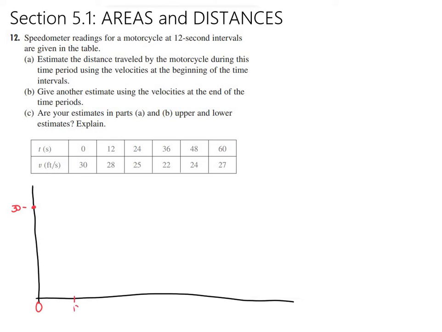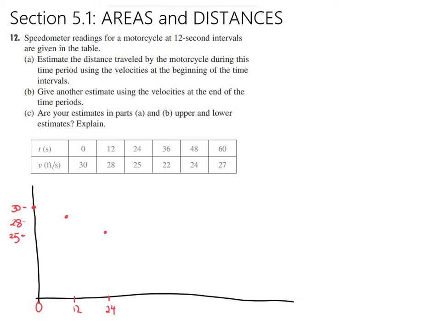And at time 12, it's going a little bit slower. It's going 28. So make that 28. And then at time 24, so going in 12-second intervals here, it's going a little bit slower still at 25. I'm not going to draw the whole set because I think this will be enough to give us an idea. But part A then says estimate the distance traveled by using the velocity at the beginning of each time interval.